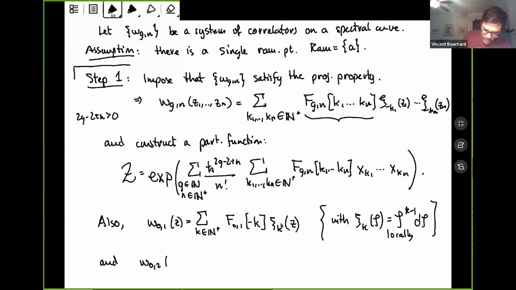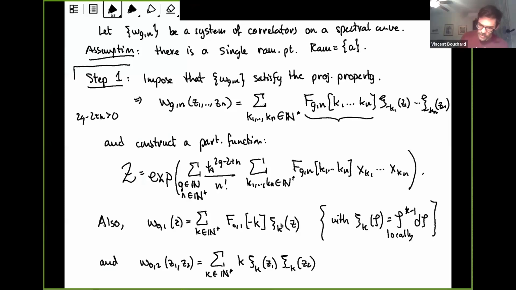And omega 0,2, you have to be quite careful with it, so I'm not going to be very careful here. You'll have to be a little more careful than that. But the main thing that you need is that you can replace it by something like this. This is for an expansion where Z1 goes to A and Z2 is away from the ramification point.